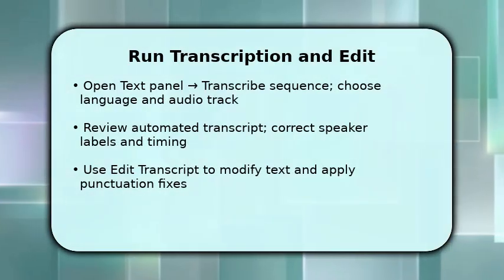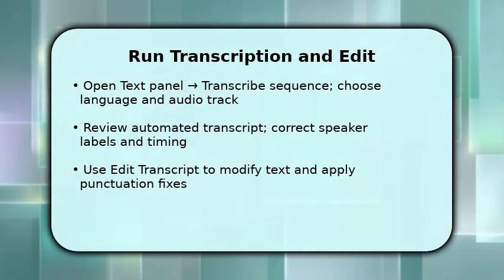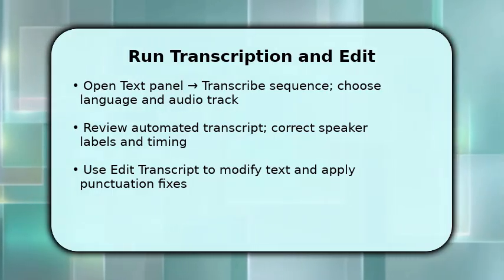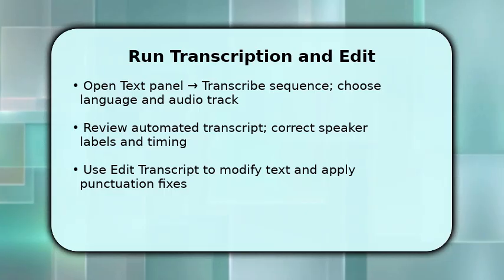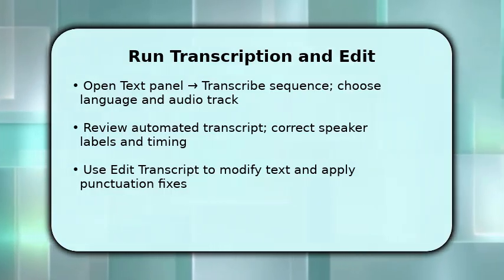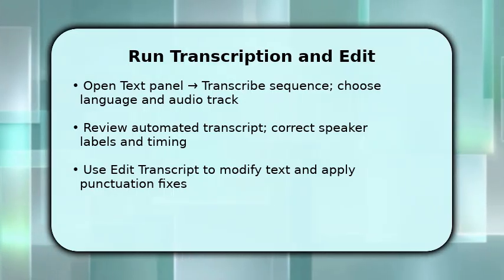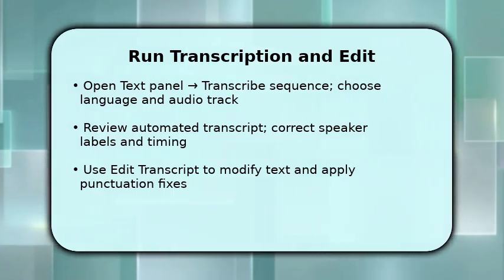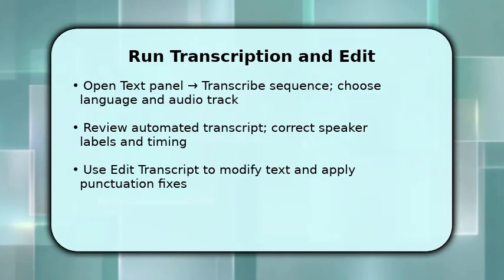Now run transcribe sequence from the text panel, choose the correct language and the audio track you want transcribed. This is where you select alternating speaker detection if needed. Once done, review the generated transcript line by line and correct misheard words, speaker names, and timing. Make precise edits using Edit Transcript so captions align.